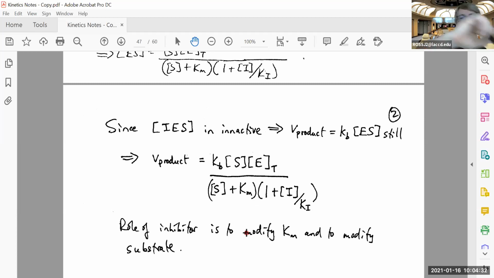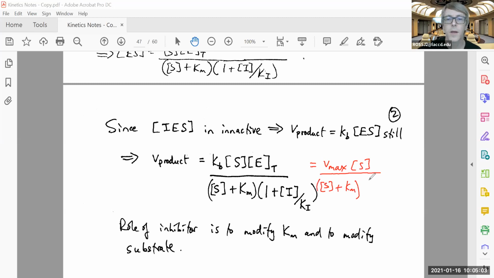So if we look now at the Michaelis-Menten expression with indirect inhibition or non-competitive inhibition, we have this here. So I could rewrite this as, remember kB times ET is Vmax, we've got Vmax S over S plus Km. And then you can see, before I finish writing this, that the bracket 1 plus I over Ki not only affects Km, but now it also affects S. So the role of this non-competitive inhibitor is not only to modify Km, but also to modify the input of the substrate.